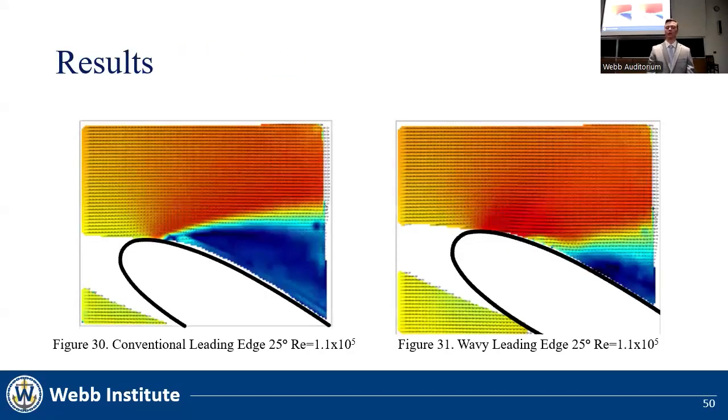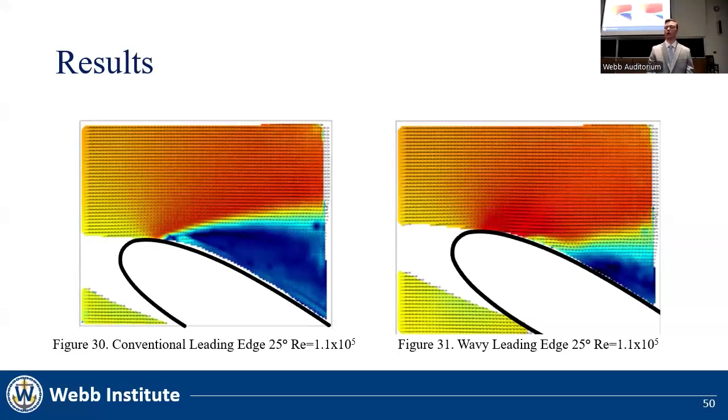Velocity fields for both the conventional and wavy models at the same angle of attack and Reynolds number are shown here. There appears to be a dramatic change in the size and shape of the wake region. The conventional leading edge wake boundary also appears to be smooth, while the wavy leading edge wake is less uniform. This is likely the result of vortices traveling downstream. The wake region is also much smaller, which seems to indicate that the wavy leading edge is effective.